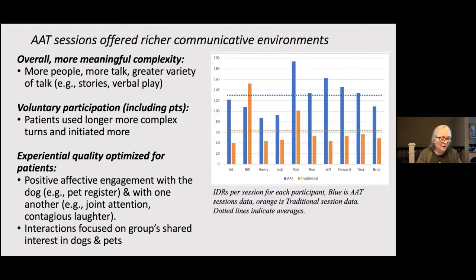The table on the right then just compares the use of IDRs in each session for each participant. Blue is the AAT sessions and orange are traditional sessions. And the dotted lines indicate the average across sessions. So it shows that AAT sessions had significantly more IDRs for 9 of the 10 participants, and it was a pretty striking difference in most cases.